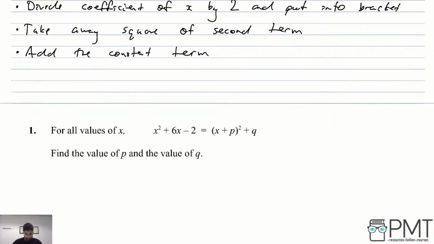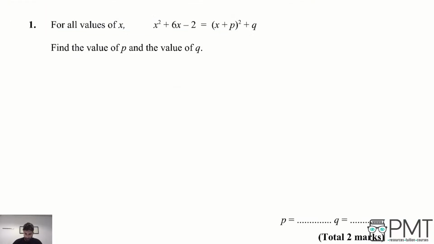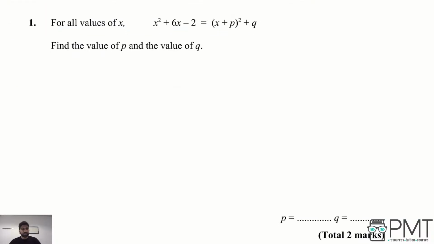Let's continue here. So this one is saying, for all values of x, you're given this expression: x squared plus 6x minus 2 equals (x plus p) squared plus q. That's the standard form of a completed square. So you know what you need to do, what we have just seen in the example. Find the values of p and q.